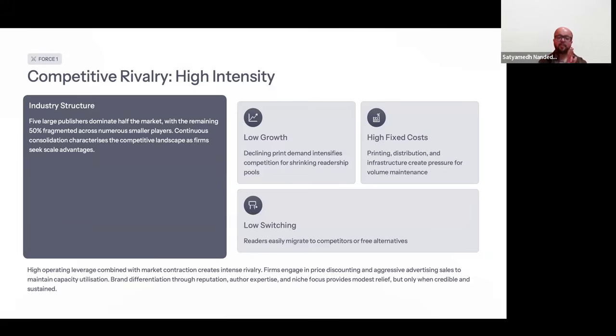So the point is that competitive rivalry is extremely high in this market, and firms engage in price discounting and aggressive advertising sales to maintain capacity utilization. Having well-known writers on board, or having that expertise, might help you improve performance, but the rivalry or the competitive spirit is so high that you will have to work with a lot of intensity to make sure that your brand or your magazine remains at its current position.